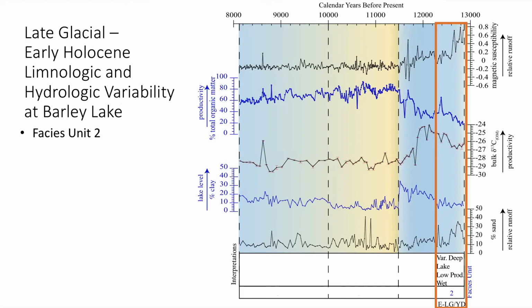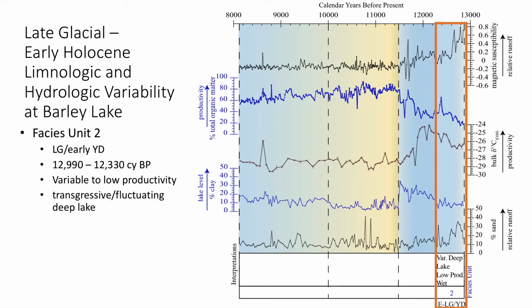So Thesis Unit 2 represents the oldest unit that spans the late glacial to early Younger Dryas, from about 12,900 to 12,330 calendar years before present. It is associated with the lowest average percent TOM and highest average values for bulk organic carbon isotopes, reflecting low productivity in the limnological environment.